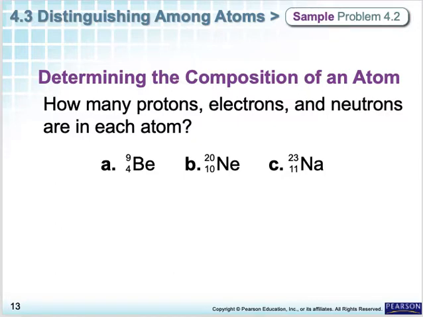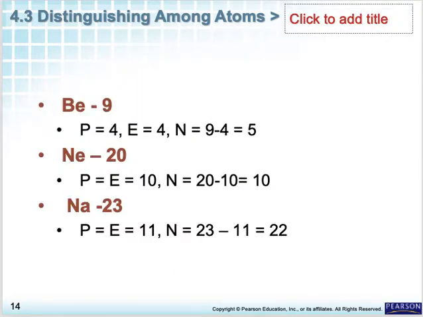Okay, going on. Beryllium-9 would have 4 protons, 4 electrons, and 5 neutrons. Neon-20 would have 10 electrons, 10 protons, and 10 neutrons. It does not have to have the same number of protons, electrons, and neutrons. Neutrons can vary, but protons and electrons must be equal, unless it's an ion. Sodium-23 would have 11 protons and electrons and 12 neutrons.